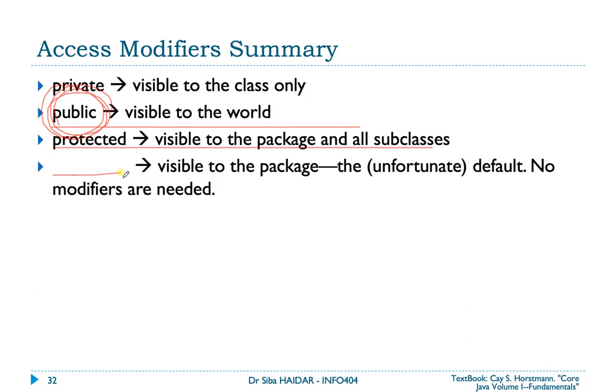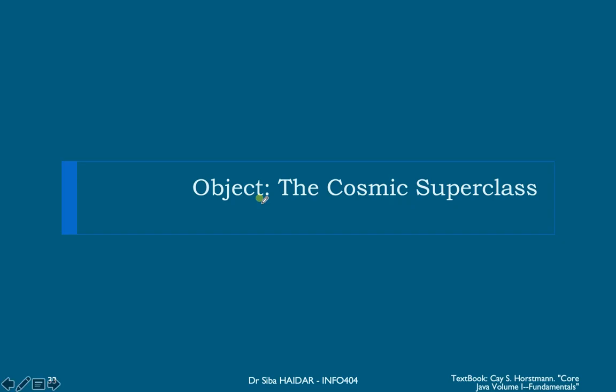And use nothing, omit the access modifier, which will be visible to the package. This is the unfortunate default. You will forget to say something, but this means everyone in the package will see your feature, and no modifiers are needed.